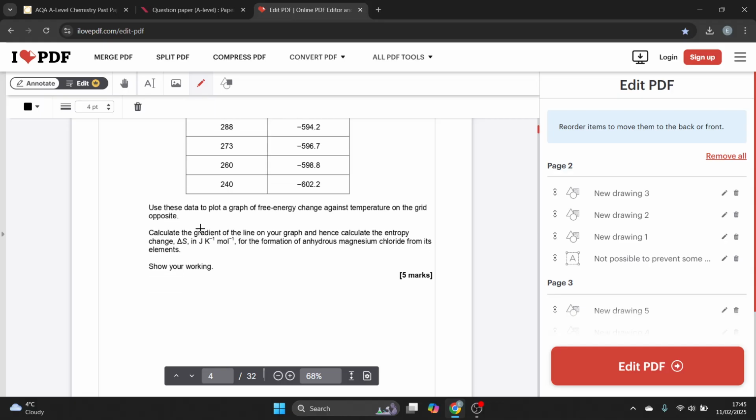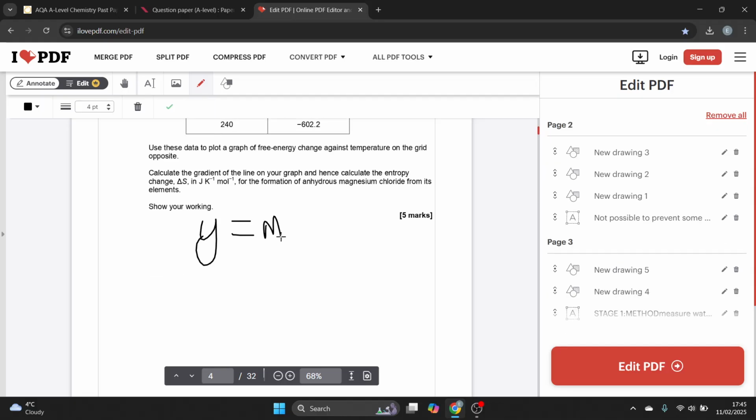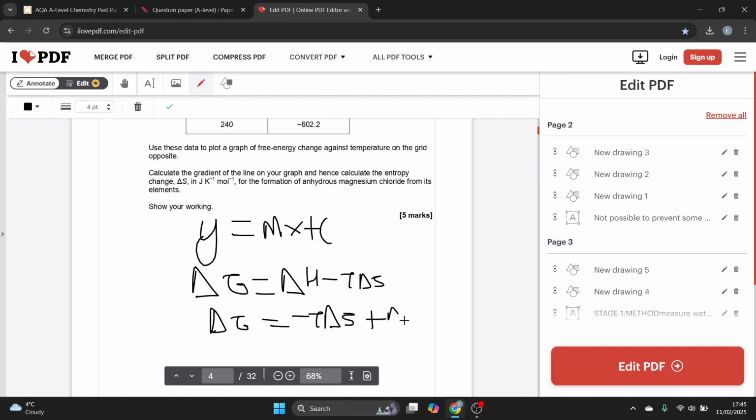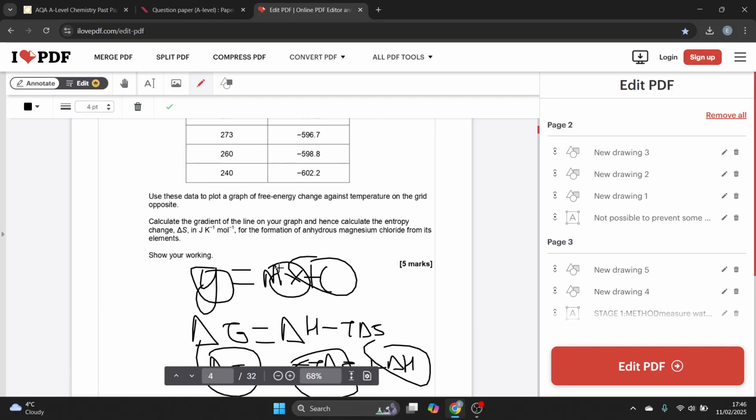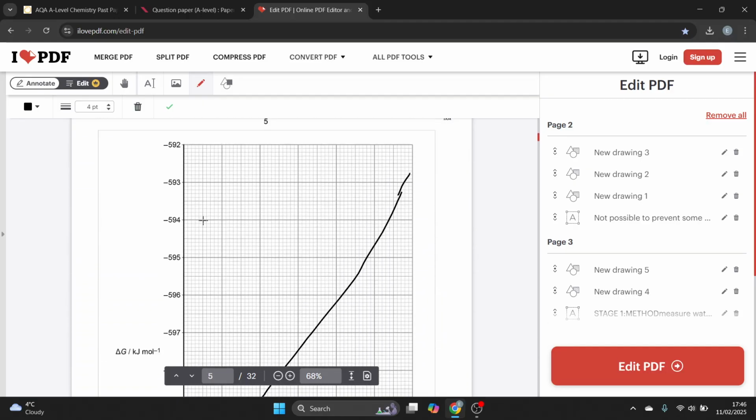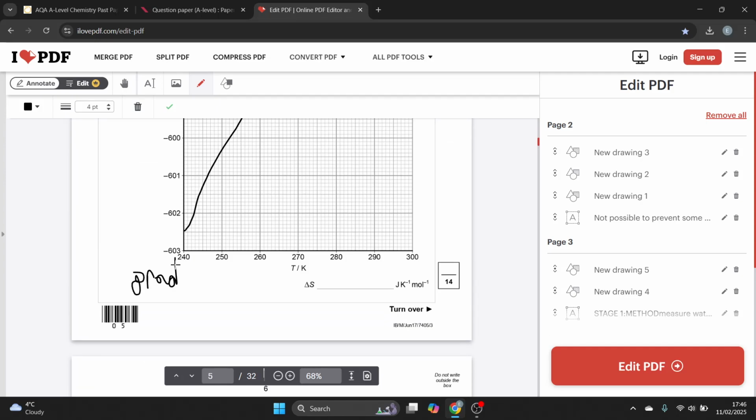But anyway, the main thing is, because it's a straight line graph, y equals mx plus c, right? And I know the Gibbs energy change is delta G equals delta H minus T delta S, right? Therefore, delta G equals minus T delta S plus delta H. So now you can compare what you're working with. What's the gradient? X is minus T, so the gradient is minus delta S. Then just find out the gradient, and that's minus delta S, and divide by minus 1. Delta S is minus 167, because it's joules per K to the power minus 1, multiplied by minus 1.